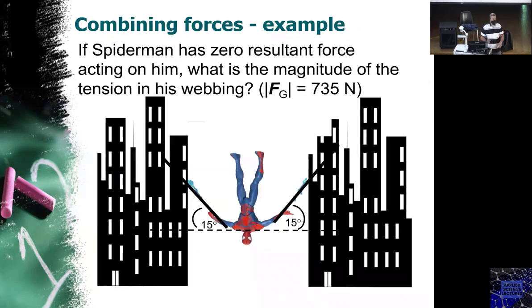So let me start with this example that will demonstrate the first law of Newton. If we have Spider-Man who has zero resultant force acting on him, what is the magnitude of the tension in his webbing? So we have Spider-Man being stationary, which means he has zero resultant force. We need to calculate the tension of the rope, of this webbing.